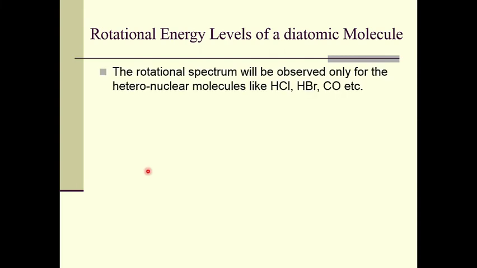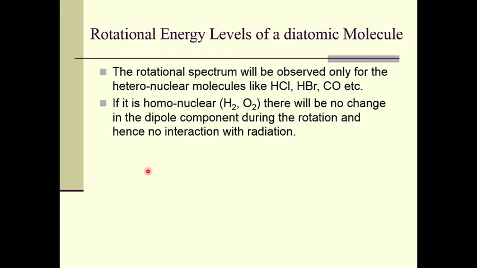So let us study the properties. The rotational spectrum is observed only for heteronuclear molecules, like HCl, HBr, or carbon monoxide. These are all heteronuclear molecules. If it is a homonuclear molecule, that means H2 or O2, there will be no change in the dipole moment during the rotation, and hence no interaction with the radiation. In the case of a heteronuclear molecule, there will be a change in the dipole moment.